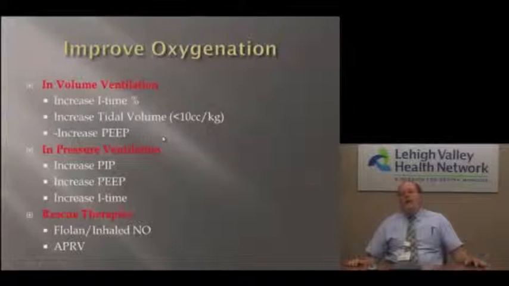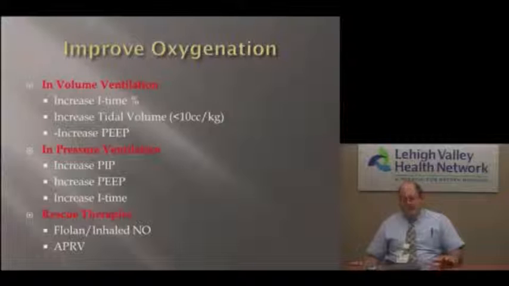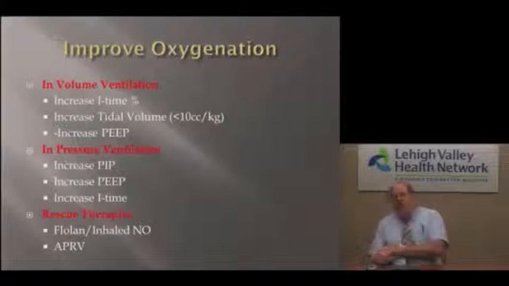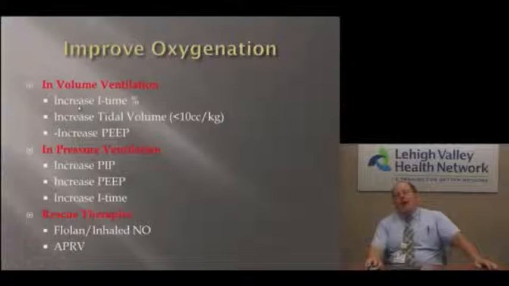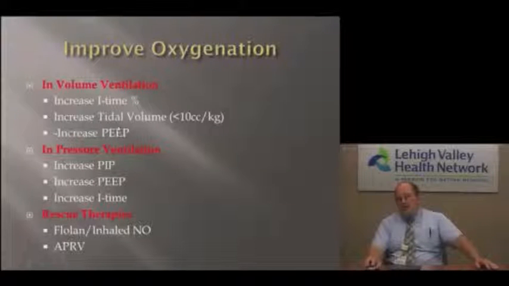So when you have a patient who's not oxygenating and you want to improve their PO2, no matter what mode you're using, be it pressure or volume, you really want to think about trying to increase the mean airway pressure. So if I am in volume ventilation and I want to improve oxygenation, I think about increasing I time, increasing the tidal volume, but always keep in mind you want to keep it less than 10 cc's per kilo, and some groups even less than that. But the bottom line is sometimes in order to save someone's life, you might have to increase the tidal volume temporarily, or increase the PEEP. All those things will increase mean airway pressure.